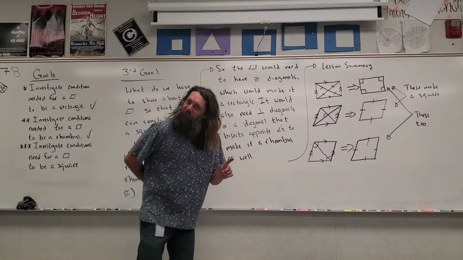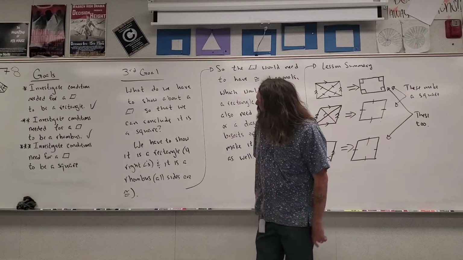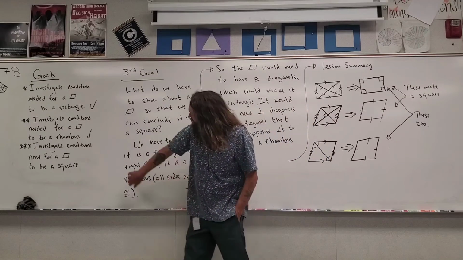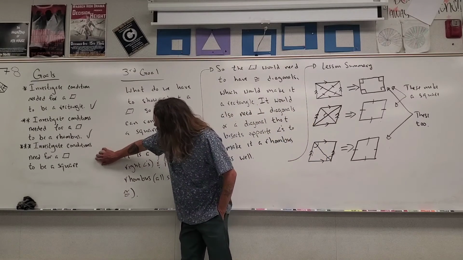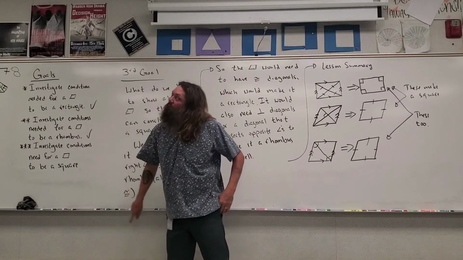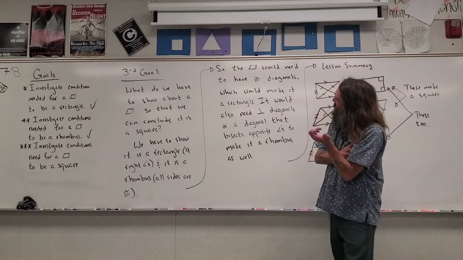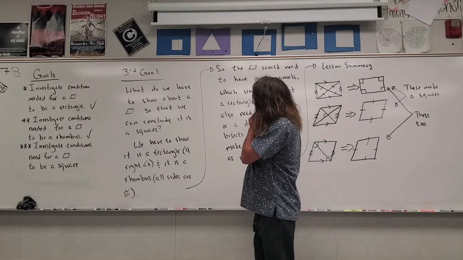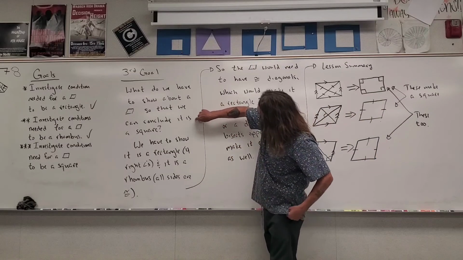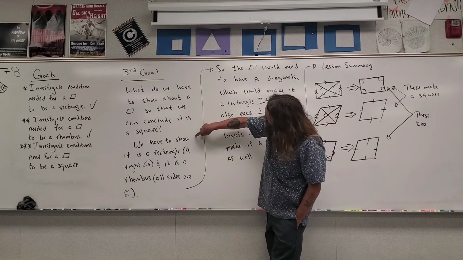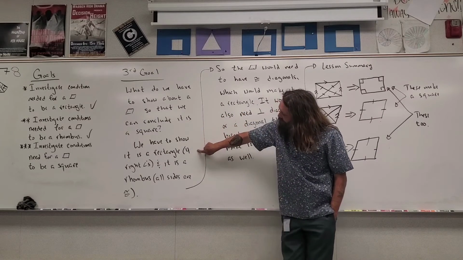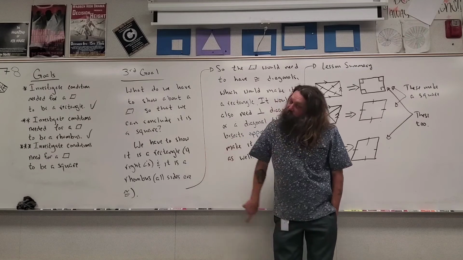I'm back for the last time, I promise. So let's go ahead and jump into our third goal, and it's to investigate the conditions needed for a parallelogram to be a square. Now remember, squares are rectangles and rhombuses, or rhombi. So what do we have to show about a parallelogram so that we can conclude it's a square? Well, we have to show it is a rectangle, which means it has 4 right angles, and it is a rhombus where all sides are congruent.